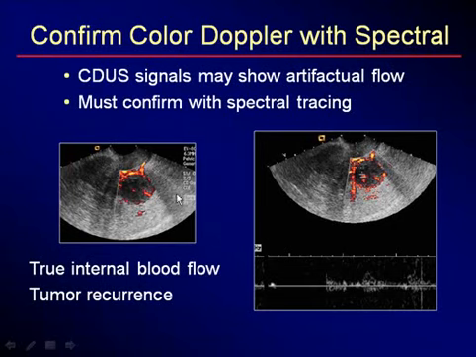Here's another case where there was a pelvic mass that seemed to have some blood flow. This is a power Doppler. Well, we do a spectral tracing, and we see for sure there is arterial flow, and this now is a solid adnexal mass, which turned out to be a tumor deposit in the pelvis.